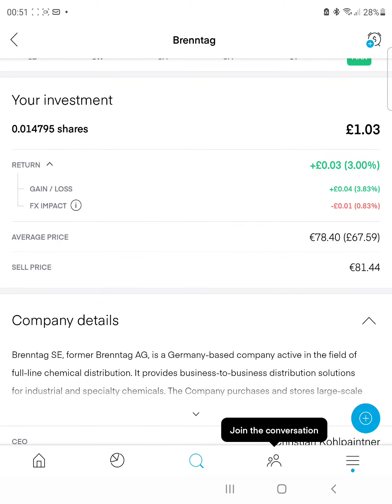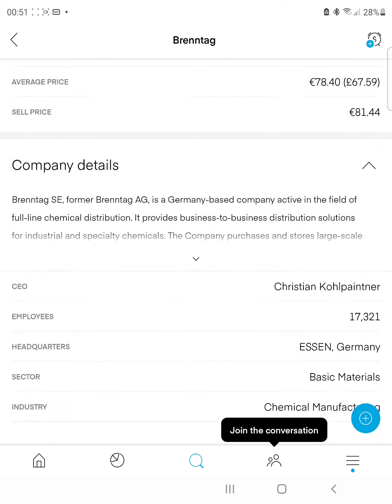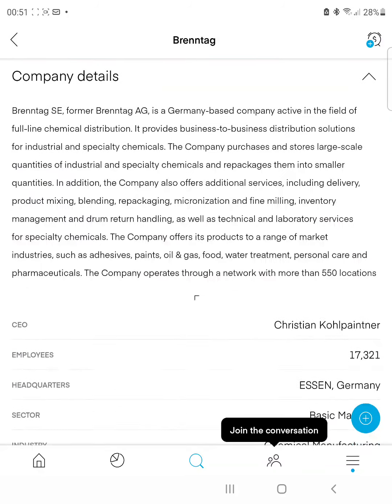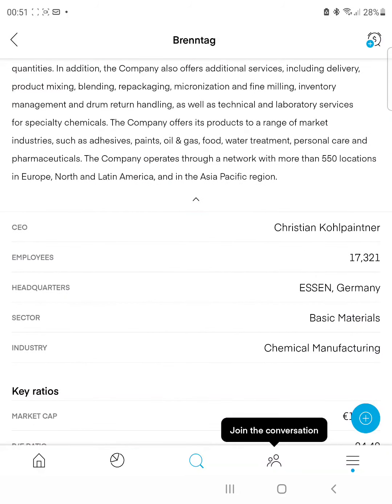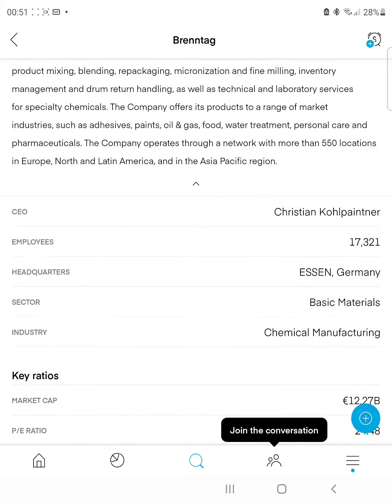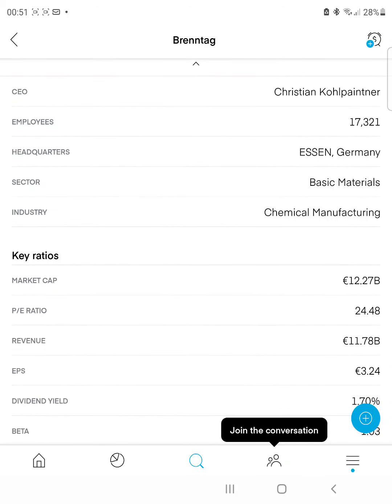Let's go to the company details. Of course, as I mentioned in previous videos, I'm going to be passing by the company details because I feel the figures are very important when it comes to financial analysis. At the end of the day, the figures are what determine the company's value and future.